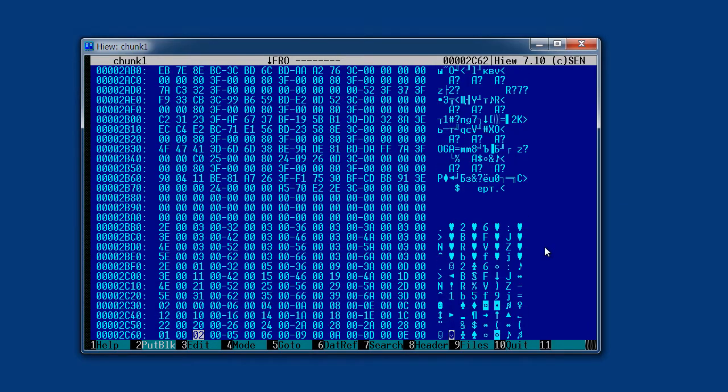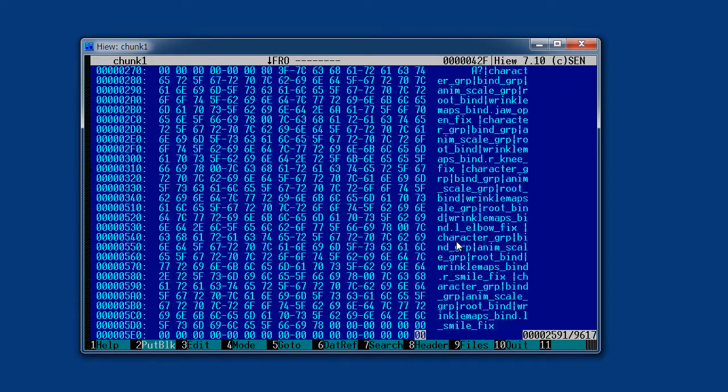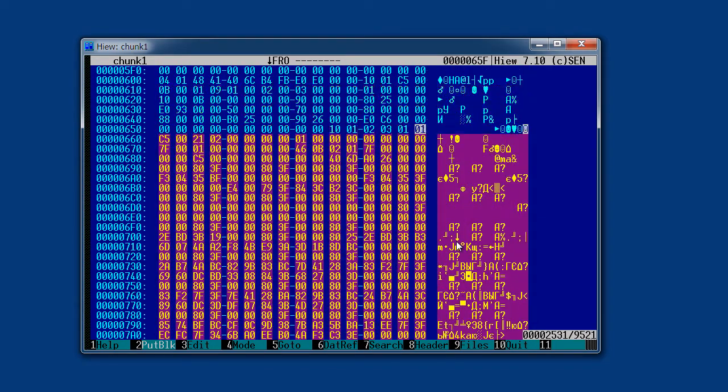That's how it goes up to here. This is something different here. So probably this table ends here and it goes up to somewhere here, probably. So this is the length of it.